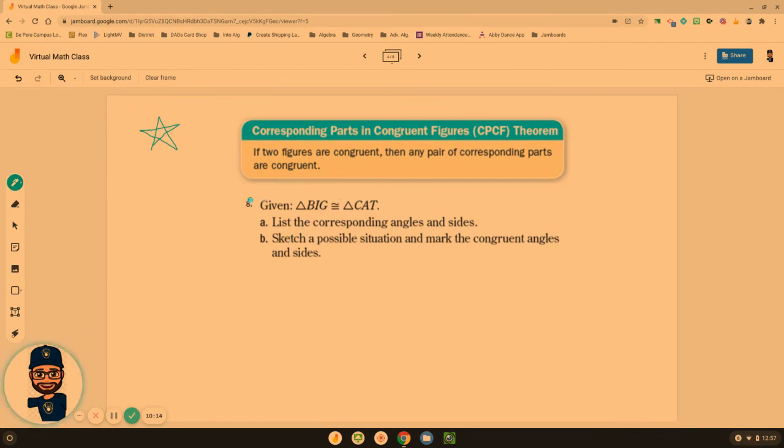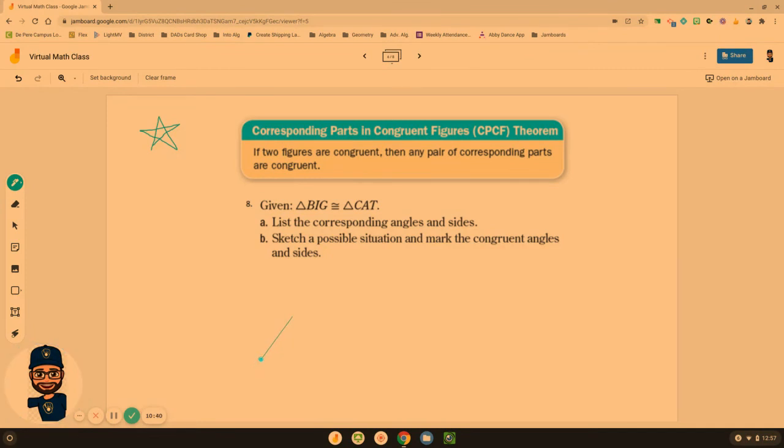CPCF. So they're telling us here, anytime you see given, they're telling us something. We have to assume triangle BIG is congruent to triangle CAT. Okay, well that means that B and C are corresponding. They're in the same spot. I and A are corresponding because they're in the same spot, or G and T are corresponding because they're in the same spot. And so those are the corresponding parts.